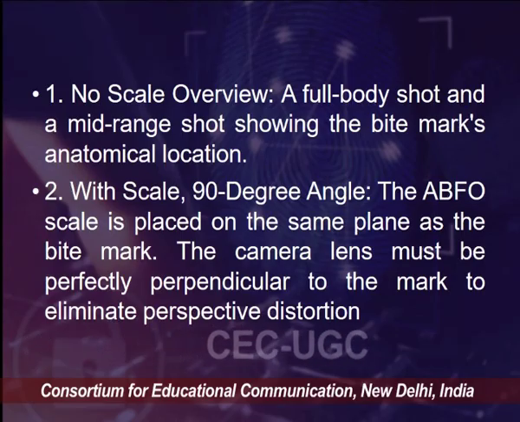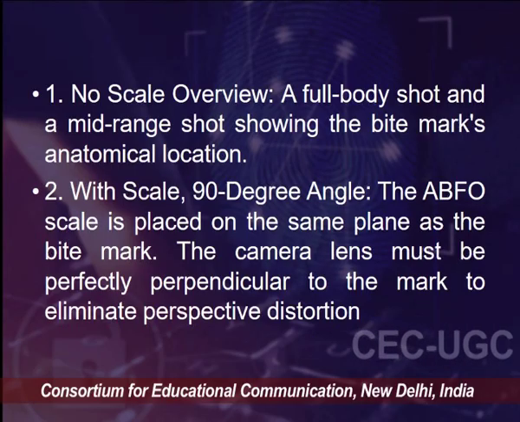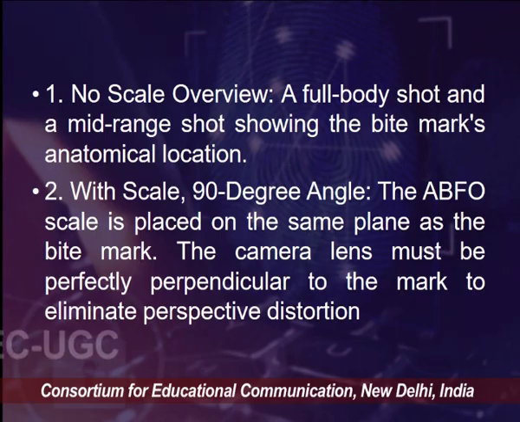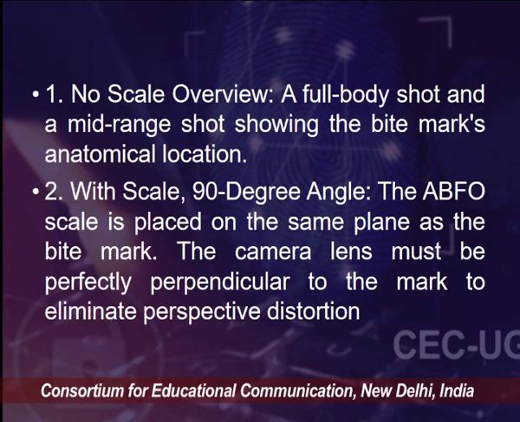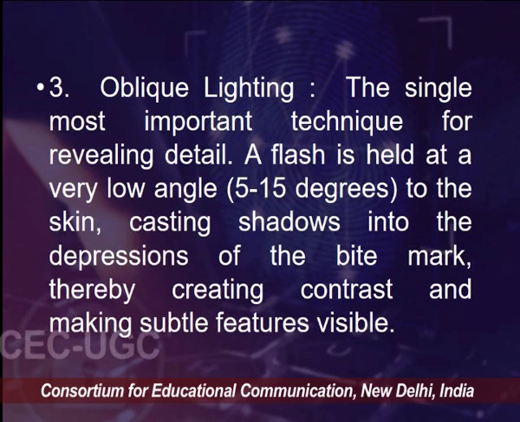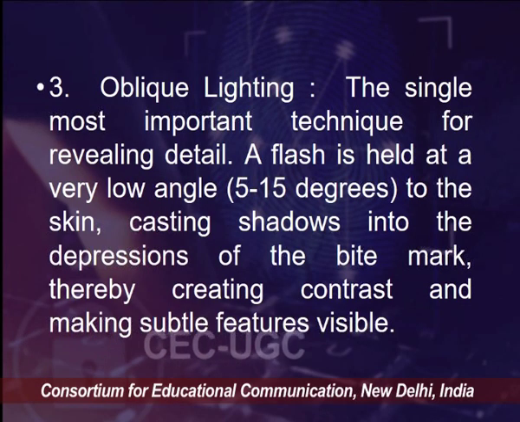Then with the scale at a 90-degree angle, the ABFO scale is placed on the same plane as the bite mark, and the camera lens must be perfectly perpendicular to the mark to eliminate any perspective distortion. So, one photograph with scale overview, one with scale at a 90-degree angle. Many shots we can take with oblique lighting.